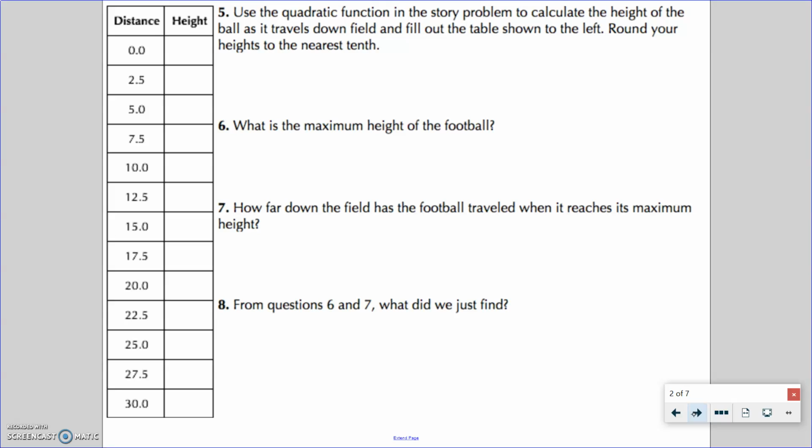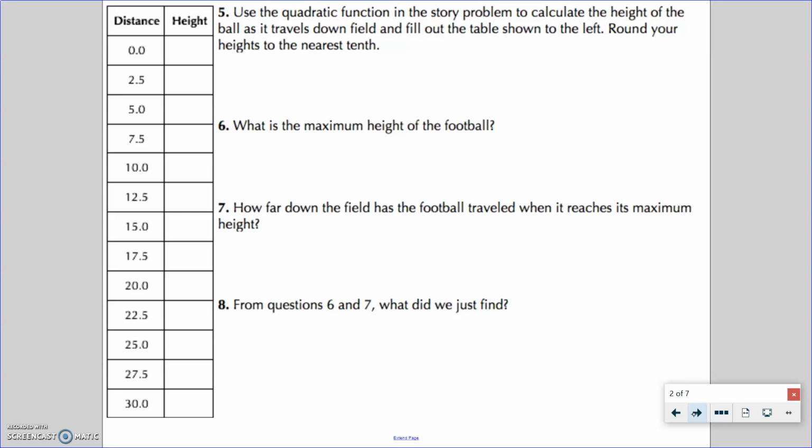All right, here's what I'd like you guys to do next. Read through questions 5 through 8. Number 5 is asking you to fill in the table shown to the left. Use a calculator, take a second and fill in the table. Just get some practice calculating those numbers. When you're ready, go ahead and unpause the video and we will talk about these answers.